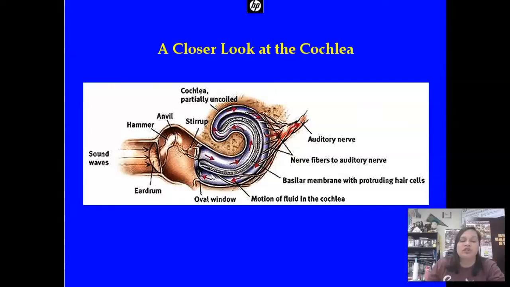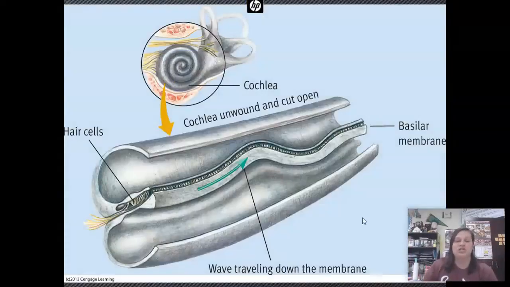Here we've got a closer look at the inside of that cochlea, the snail-shaped structure, where the fluid is constantly moving and swishing around in this pattern. And then there are these hair cells that are protruding from the lining. And as that fluid moves back and forth, it's causing the hair cells to sway back and forth, and that's where transduction is occurring.